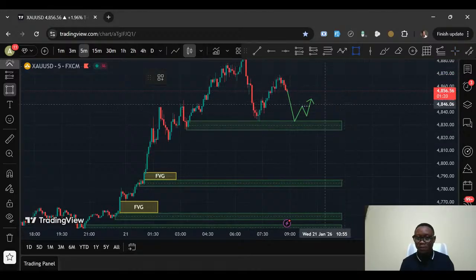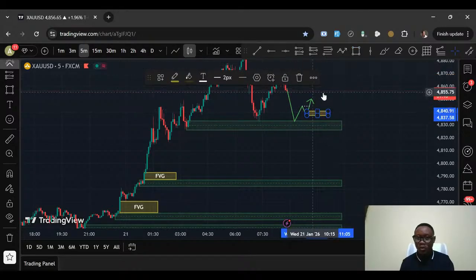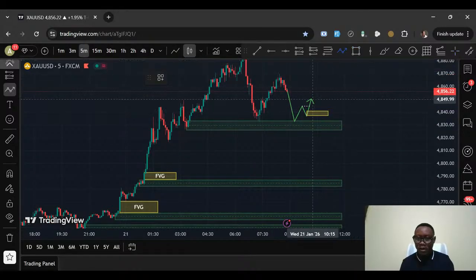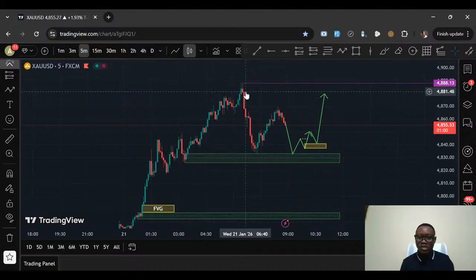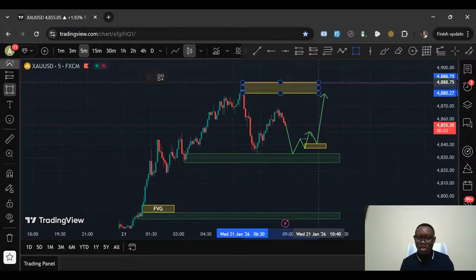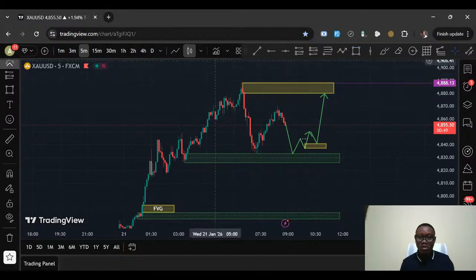You mark out this zone like this, and wait for price to come back and tap the order block in that zone that caused this shift. Once price taps into it, boom, you can take your entry and target the next supply level, which in our case will be this particular level. This is our supply zone, or you call it your supply order block zone, because of course this is an order block.